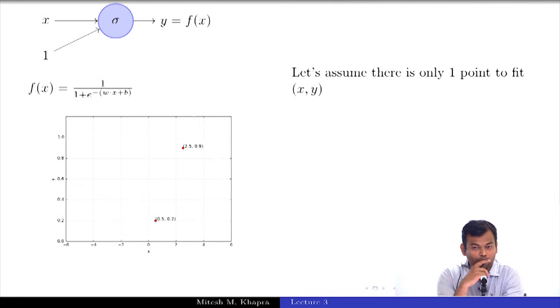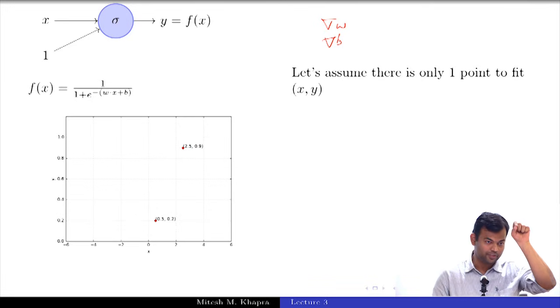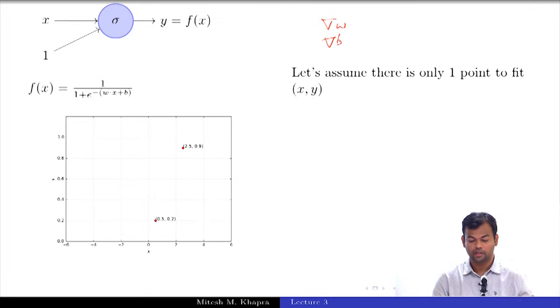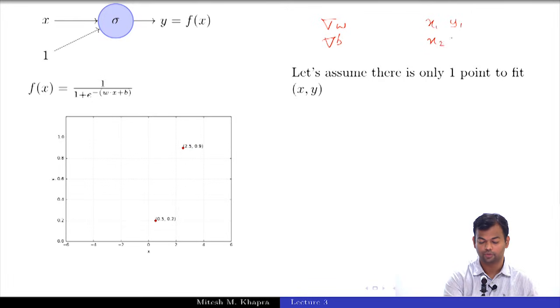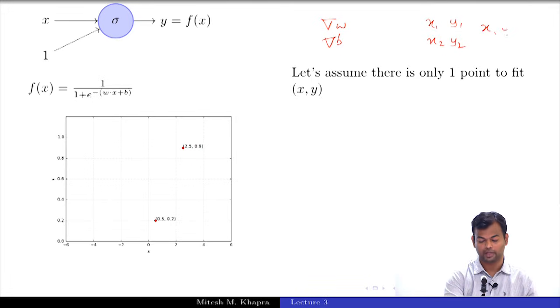Okay. So now our quest is for the partial derivative with respect to W and the partial derivative with respect to B. That's the thing which we had plugged in the formula, but we don't know what that is, right? So we need to find that out. For simplicity, let's assume there is only one point to fit, which is x comma y. Earlier we had x1, y1 and x2, y2. Now I'm just assuming there is only one point, which is x comma y.